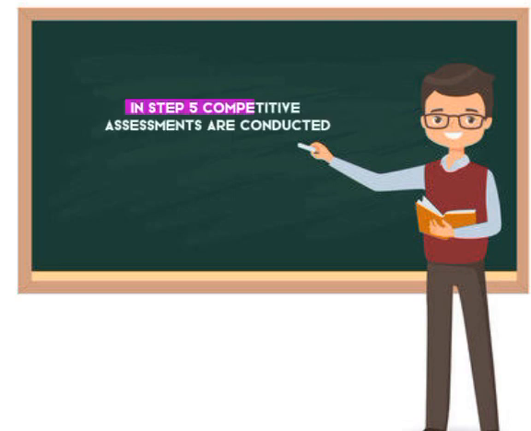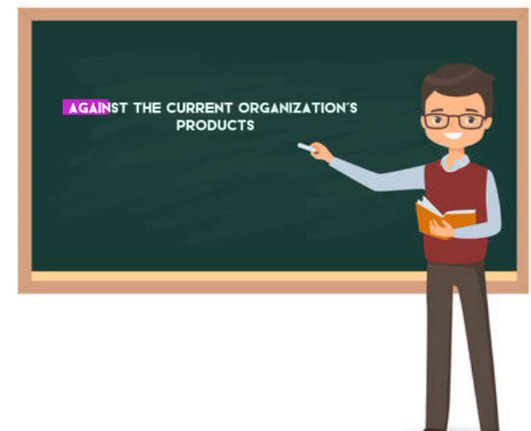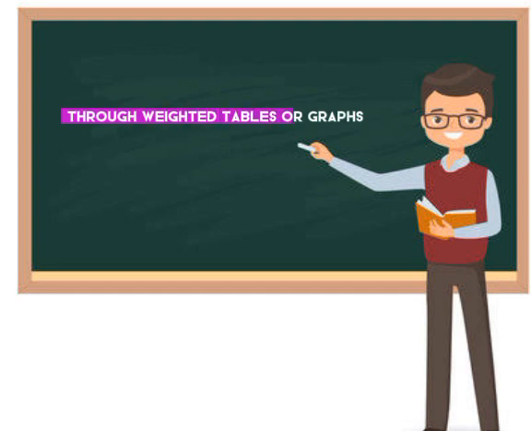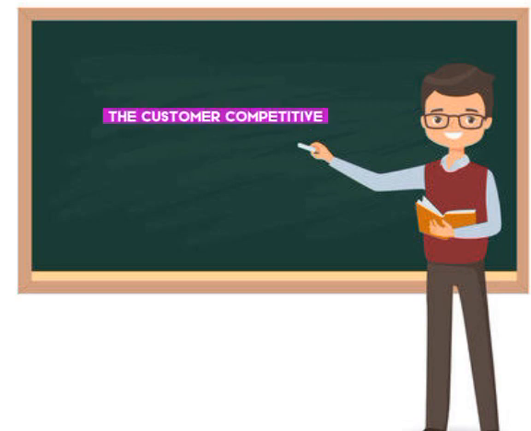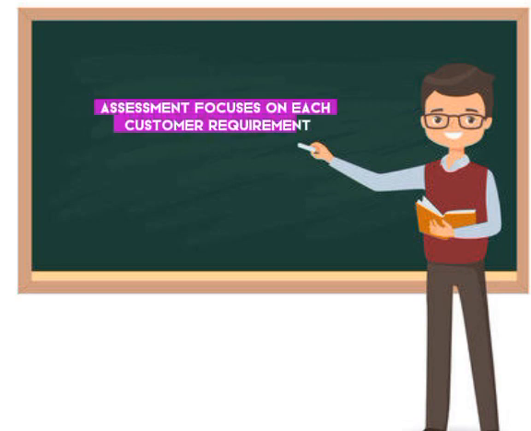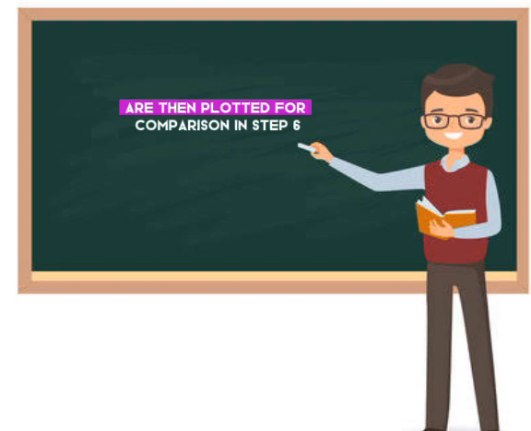In Step 5, competitive assessments are conducted to compare how competitive products stack up against the current organization's products. This is done through weighted tables or graphs that assess both customer and technical aspects. The customer competitive assessment focuses on each customer requirement and assigns ratings from 1, worst, to 5, best, to indicate how well each product meets those requirements. These rankings are then plotted for comparison.